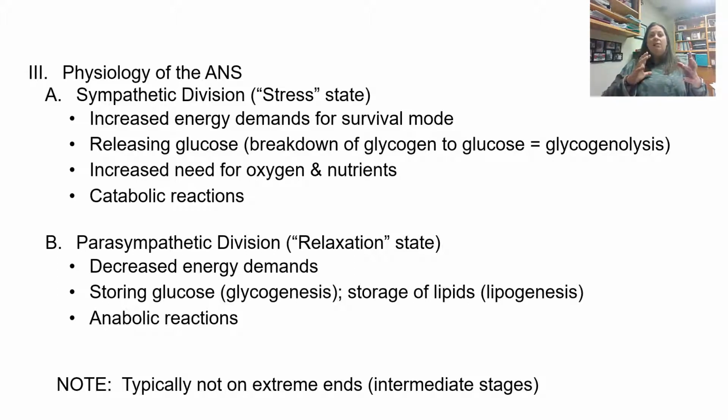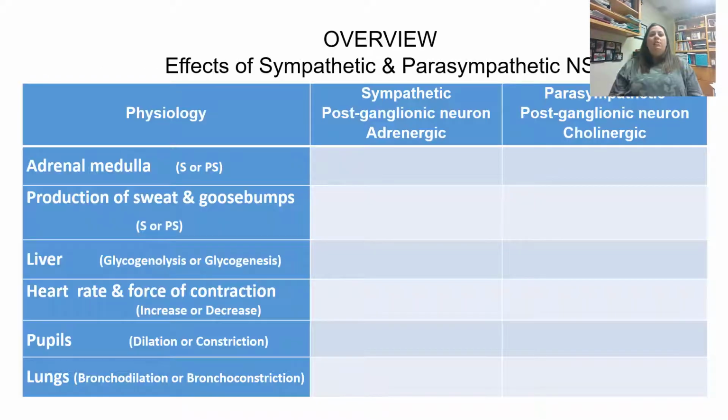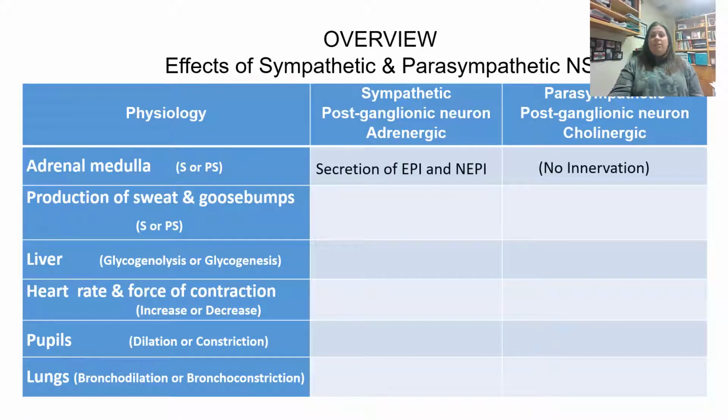So in your body, there's a constant back and forth between these two. And this can happen even within minutes of each other, where one might be in more control than the other, and so on. So let's look at the overview of the effects of the sympathetic and parasympathetic nervous system. On the adrenal medulla, the sympathetic is going to cause secretion of epinephrine and norepinephrine, but the parasympathetic is not going to even talk to the adrenals. There's no innervation with the adrenal glands.